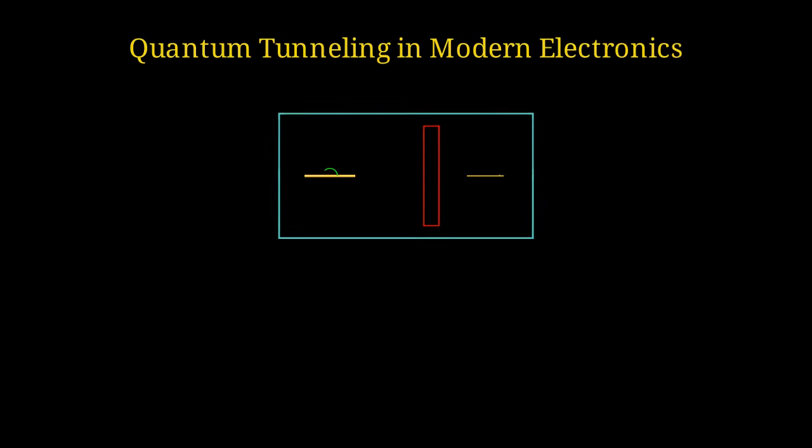Welcome to an exploration of quantum tunneling, one of the most mind-bending phenomena that powers modern nanotechnology. Imagine an electron that can pass through solid barriers as if they were transparent. This isn't science fiction, it's quantum tunneling, and it's happening trillions of times per second in your smartphone right now.